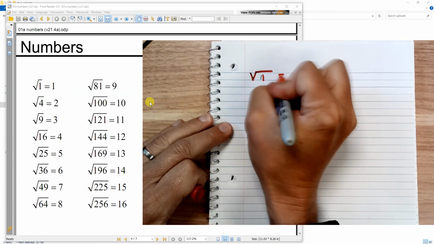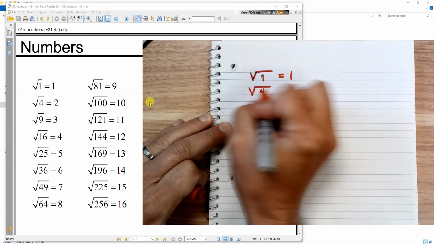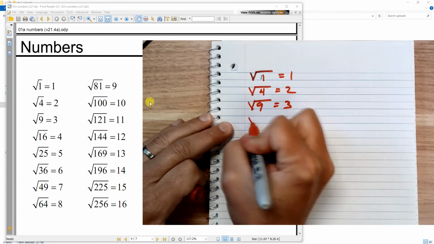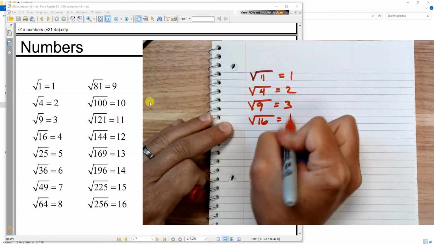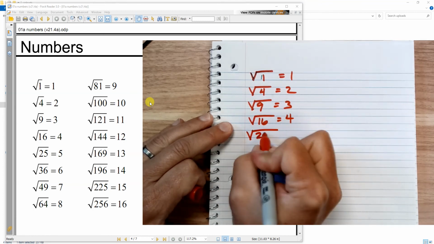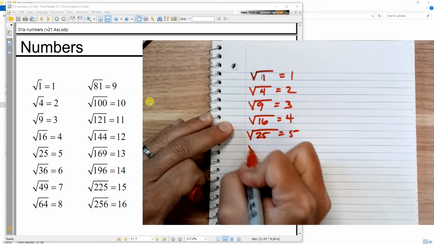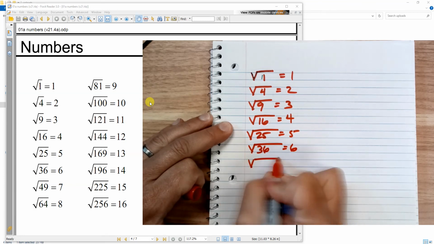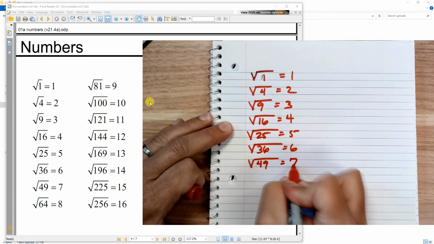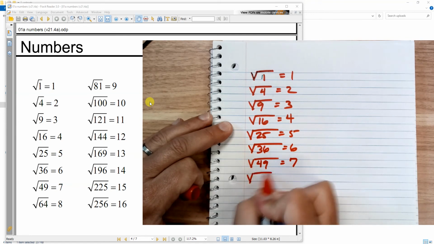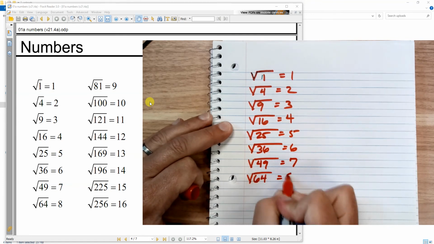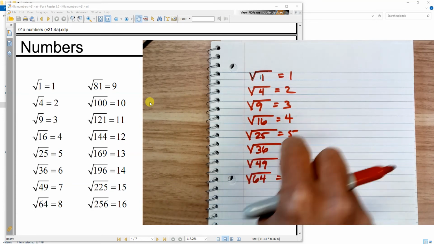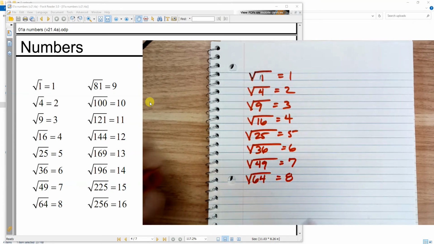equals 1, square root of 4 equals 2, square root of 9 equals 3, square root of 16 equals 4, square root of 25 equals 5, square root of 36 equals 6, square root of 49 equals 7, square root of 64 equals 8. Why? Because 8 times 8 is 64, 7 times 7 is 49, 6 times 6 is 36. And let's go with some other ones over here.